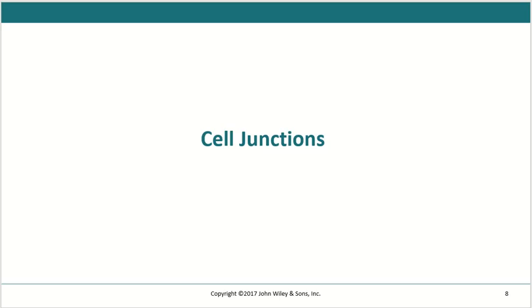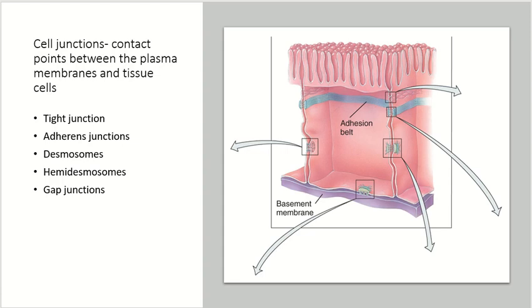So before we move forward, we have to look at how all of the cells in a tissue are held together, and how many cells can come together to form one big hunk of tissue. They use something called cell junctions, which are basically contact points between the plasma membranes of the tissue cells. We've got 5 main types of cell junctions: tight junctions, adherens junctions, desmosomes, hemidesmosomes, and gap junctions. We're going to look at each of these individually, and you can see each of these types of cell junctions here in this image.